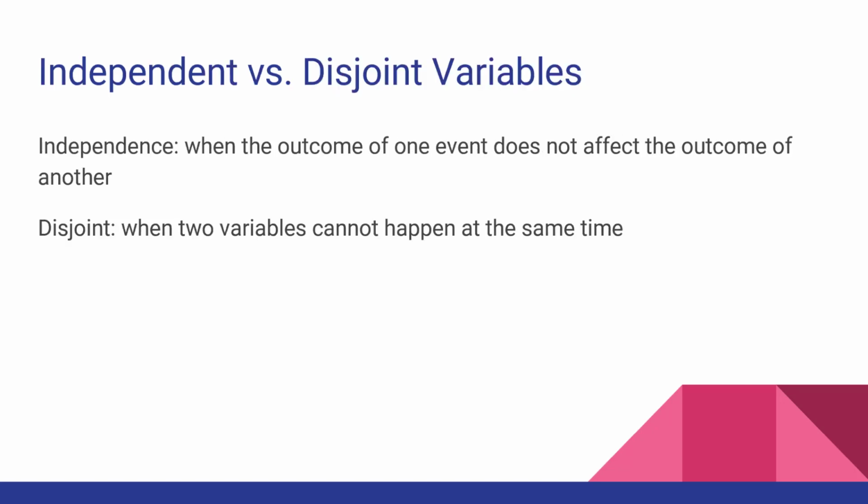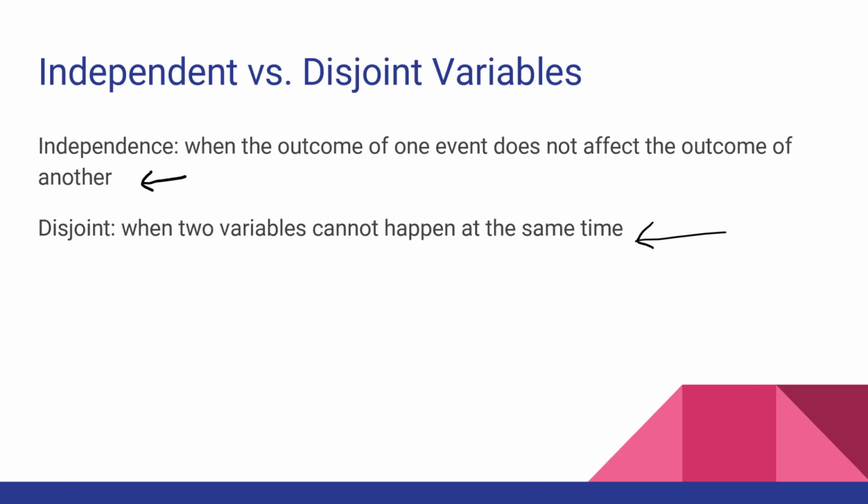Next we have independent versus disjoint variables. So when 2 events are independent, that means one does not affect the other. So the outcome of one event does not affect what the outcome of another event will be. Getting heads on one coin toss will not affect if I get heads on the next coin toss. Now for disjoint, this is when 2 variables cannot happen at the same time. So this is when, let's say, we're talking about 50% of the time I am at home and 50% of the time I am at school.